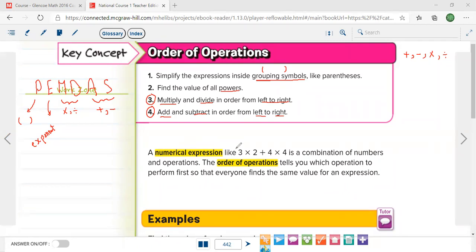Now, a numerical expression like 3 times 2 plus 4 times 4 is a combination of numbers and operations. The order of operations tells you which operation to perform first so that everyone finds the same value of an expression. So in this type of problem, we are going to finish multiplication before the addition. So 3 multiplied by 2 will give you 6, and 4 times 4 will give you 16. Then you will add 6 plus 16. This will give you 22.